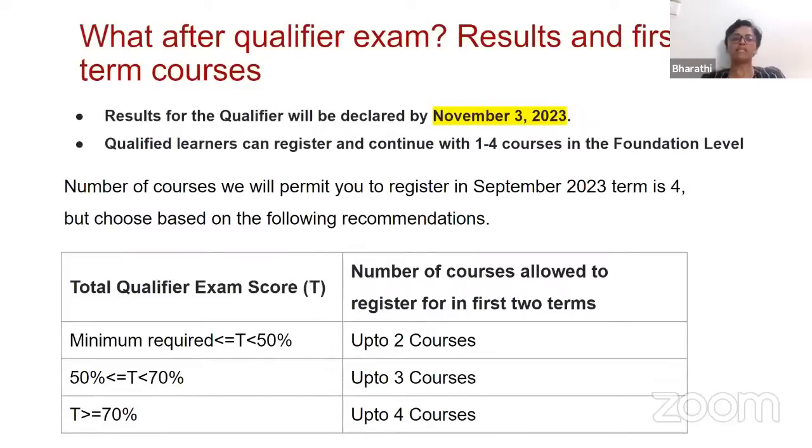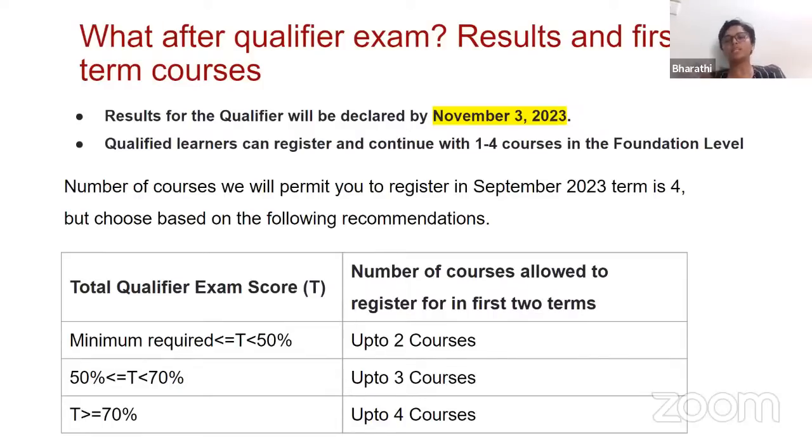So what happens after you pass the qualifier exam? If you do the exam on October 29th, by November 3rd we are hoping that the results will be out and we will release to you whether you have passed the qualifier exam or not. There are 2 options here. One, you can continue learning with us in this same term for the subjects that you want. So even though you write the qualifier exam, we will release week 5 content to you, week 6 content to you, week 7 content to you. You can keep studying. And once the result is released on November 3rd, we'll open a course registration window.